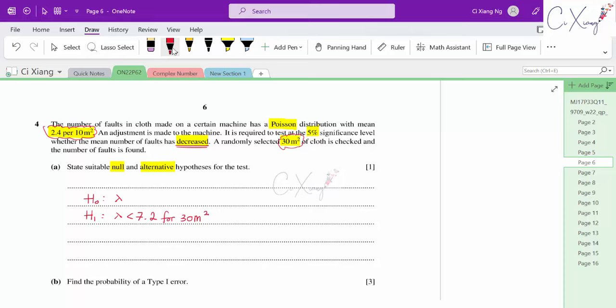Right, so for our alternative hypothesis, it will be smaller because of the word decrease. And then for the null hypothesis, we will always write the equal sign, equal to 7.2. Okay, so this will be our null and also the alternative hypothesis.